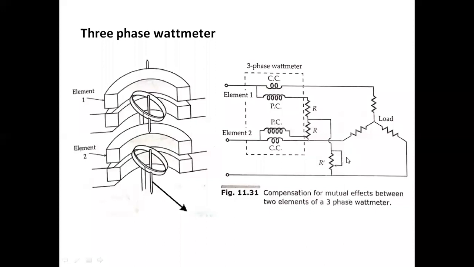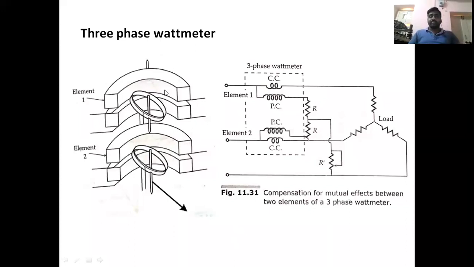The main purpose of the resistance connected here is to eliminate the mutual interference, and next it will also eliminate the error due to power consumption. The powers P1 and P2 produced by the two elements add up and are proportional to the total power observed here. So that is about the three-phase wattmeter. If you have any queries, just let me know in the chat box.